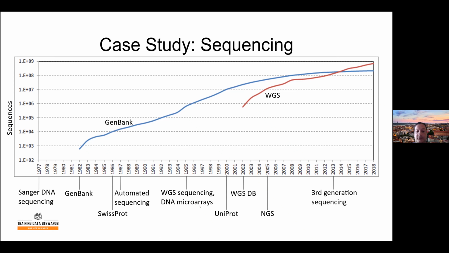Also, first DNA microarrays. A whole genome sequencing database was created inside GenBank in 2002. The first next generation sequencing machines appeared in 2005, and then in 2013 we started seeing third generation sequencing machines.